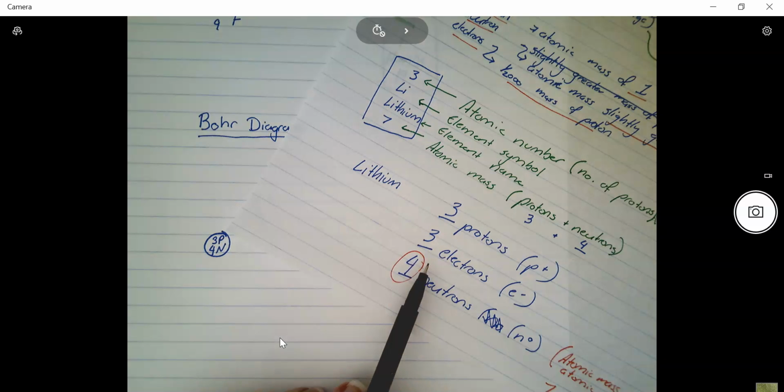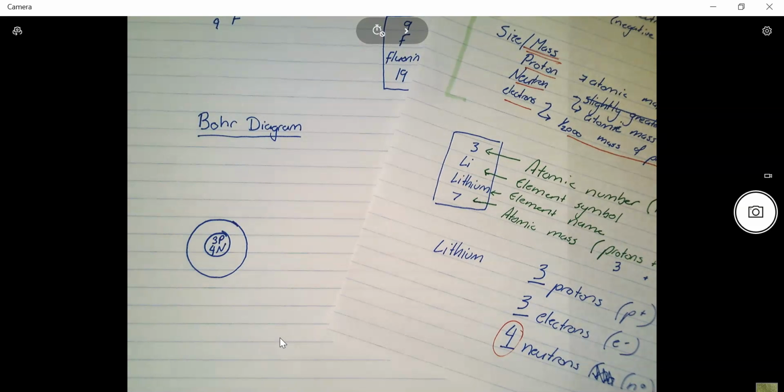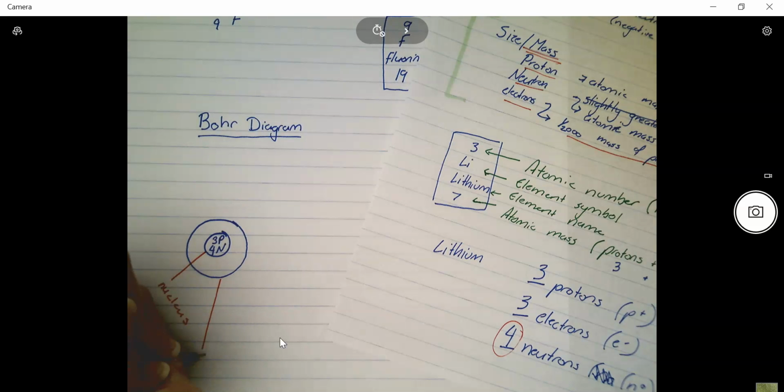And this is where it gets a little bit different. What Niels Bohr discovered is electrons actually exist in what we call electron shells. So I'm going to draw my first electron shell here. Okay, so I'm just going to edit this diagram. This is called the nucleus. And then this is going to be our first electron shell.